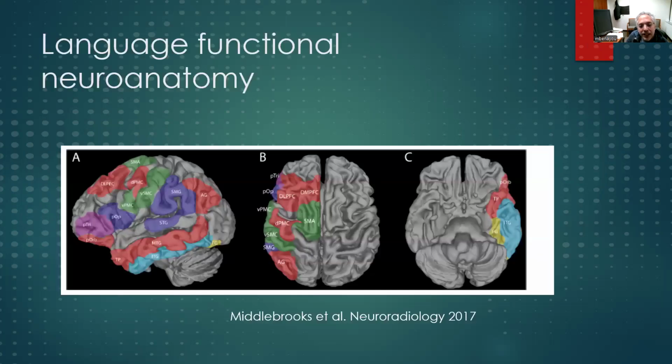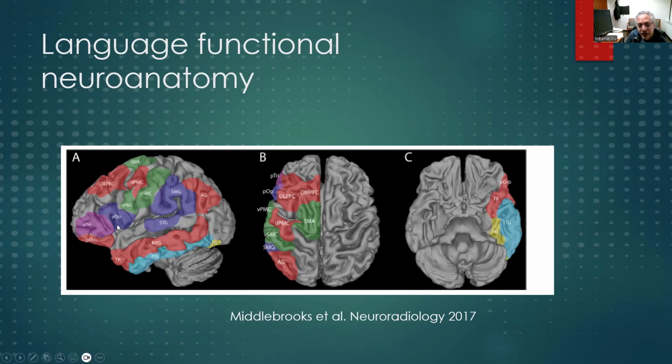So before I get into that, I did want to show this image. This is an image from a nice paper by Eric Middlebrooks, who's a radiologist, very smart guy. He color-coded different parts of the brain that are known to be involved in language. And I just put this up to say that the classic Broca's and Wernicke's that we're all taught is not really the model that people who do this in their research think anymore.